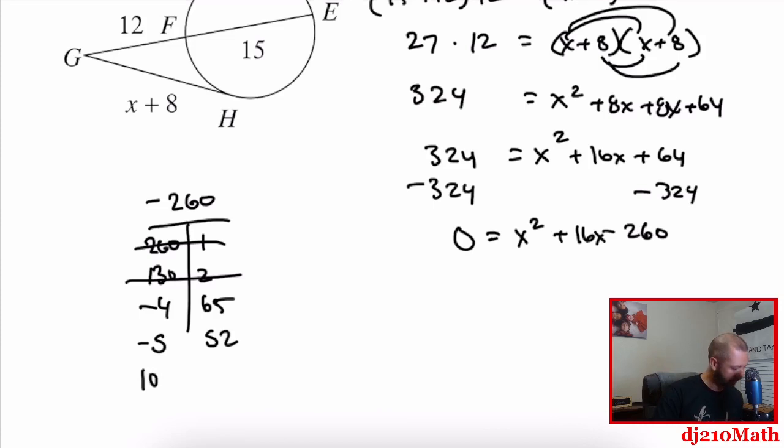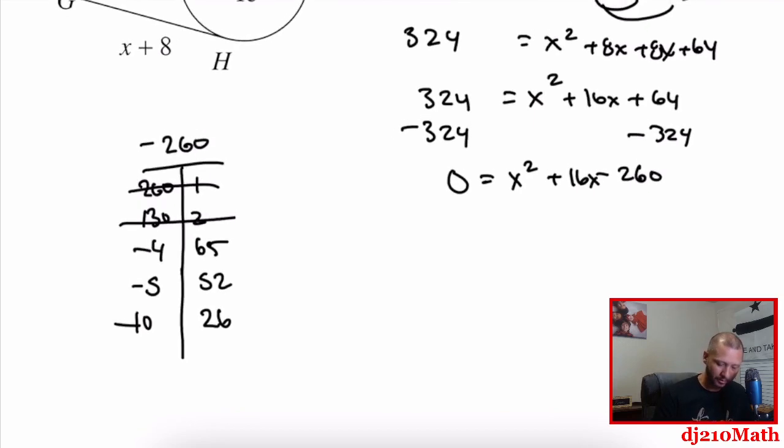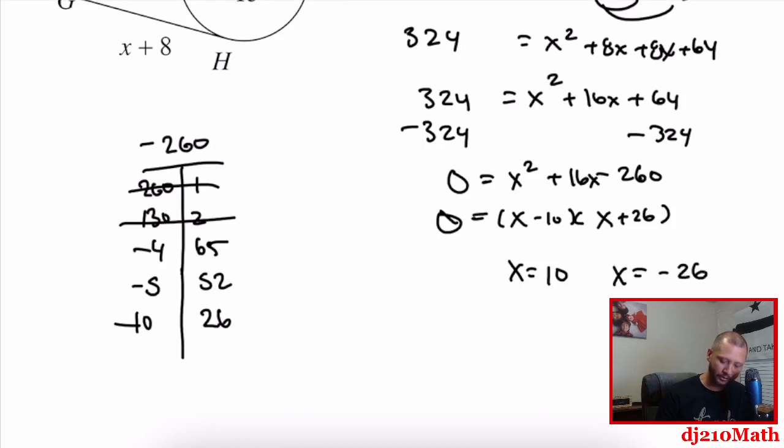260 and 10, or 26 and 10. So a little trial and error. So negative 10 times 26 is negative 260. Negative 10 plus 26 is positive 16. So this one did take some thinking, but we got it. So negative 10 plus 26, both get x. So this means x is either 10 or x is negative 26.